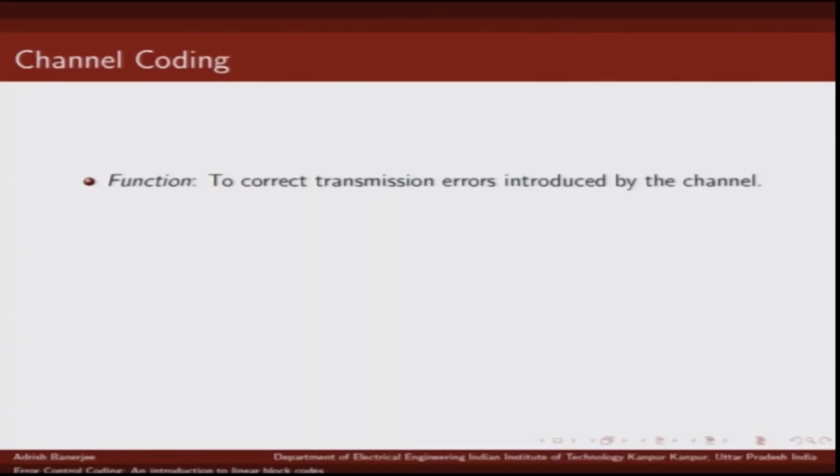The next block was the channel encoder. Now, this is of interest in this course, and what is the objective of this block? We would like to introduce additional redundancies into the source, and with the help of these redundant bits, we would like to detect and correct errors induced by transmission errors or storage errors. Basically, we would like to correct or detect those errors.